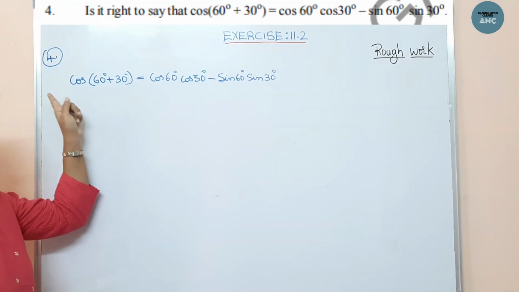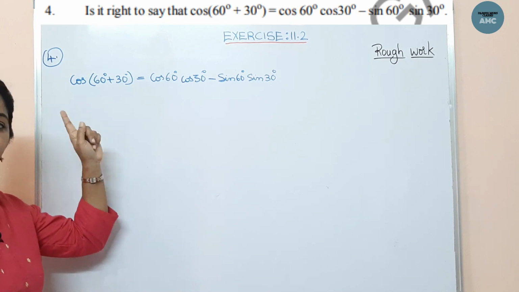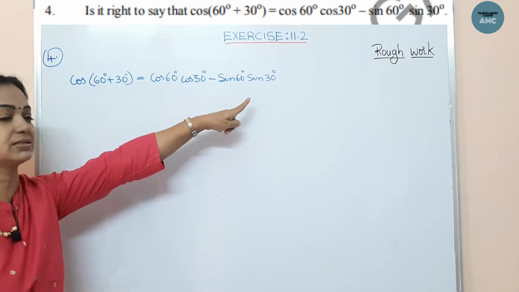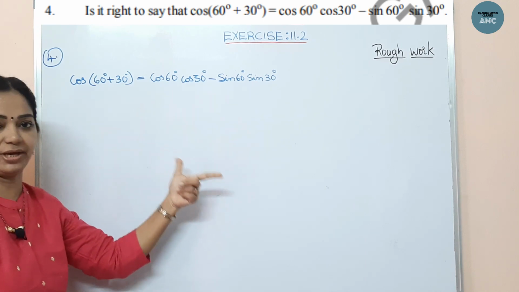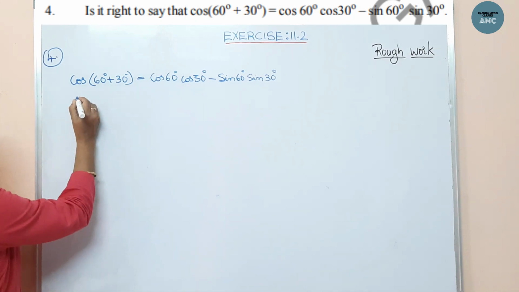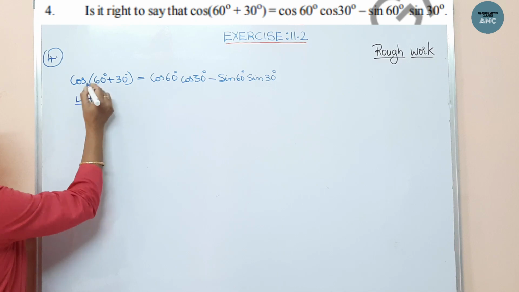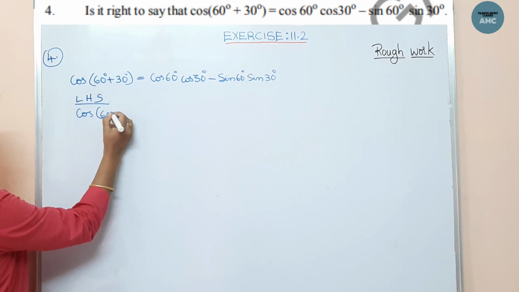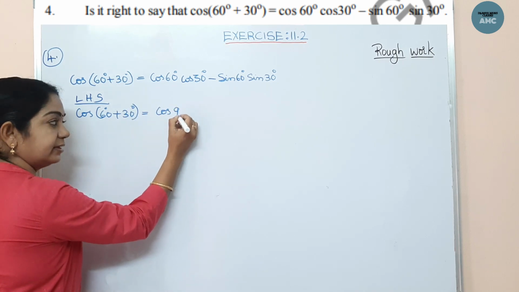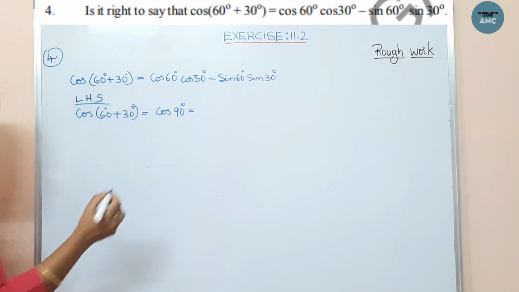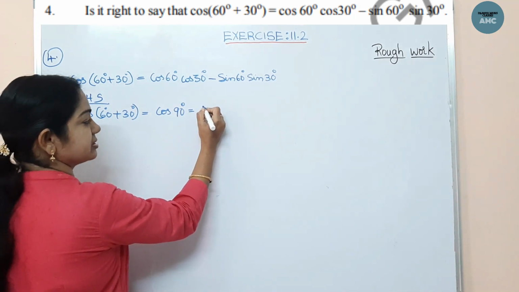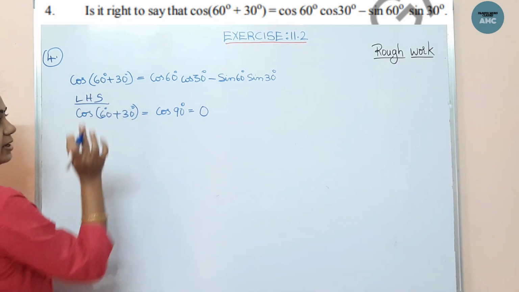Now, the fourth problem. The question is: is it right to say cos 60 plus 30 is equal to cos 60 cos 30 minus sin 60 sin 30? Okay, let us check, because here this is the LHS part, RHS part. Let us see first the LHS part. Now, cos 60 plus 30 degrees comes to cos of 90 degrees, isn't it? Now, cos 90 is sin 0, complementary. So sin 0 is 0, so the LHS part is 0.